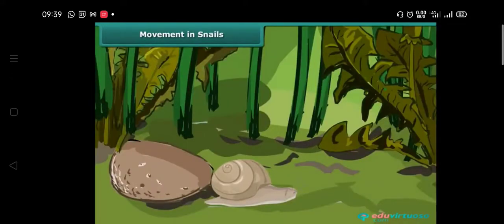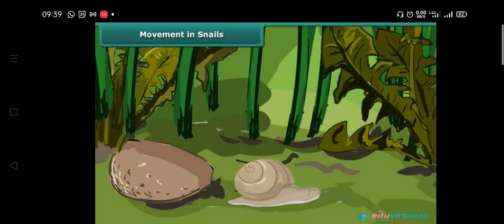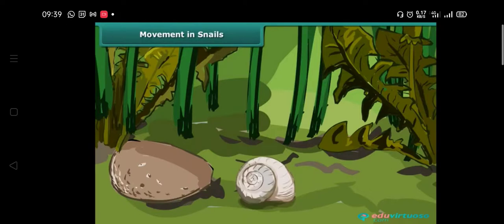Movement in snail. The outer skeleton of the snail, the shell, is made of calcium carbonate. The snail pulls this shell along as it moves. The snail can even hide its head inside the shell.